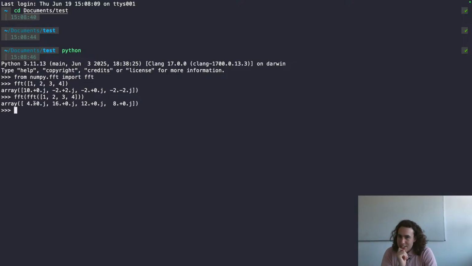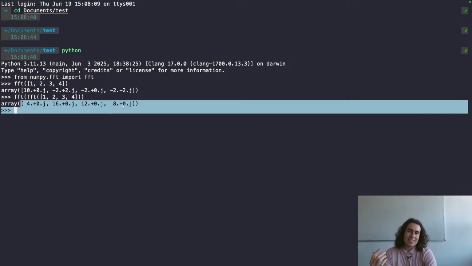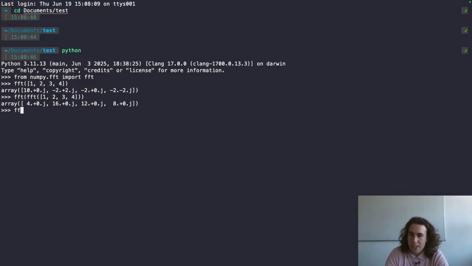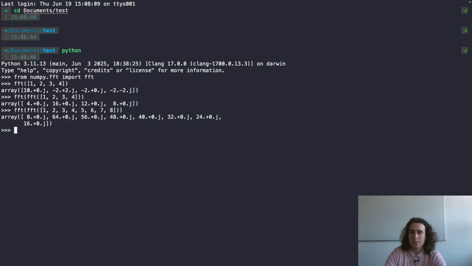You can notice that all our imaginary parts are zeros. So this is actually an integer array, 4, 16, 12, 8. Do you see any pattern? We had 1, 2, 3, 4, and we got 4, 16, 12, 8. We can do the same thing for 1, 2, 3, 4, 5, 6, 7, 8. Maybe this will help even more. Now we have 8, 64, 56, 48, 40, 32, 24, 16.